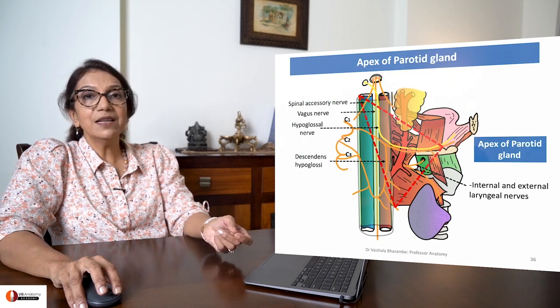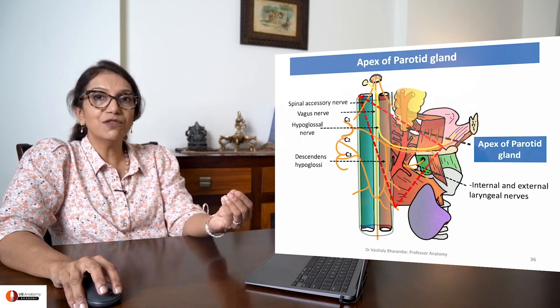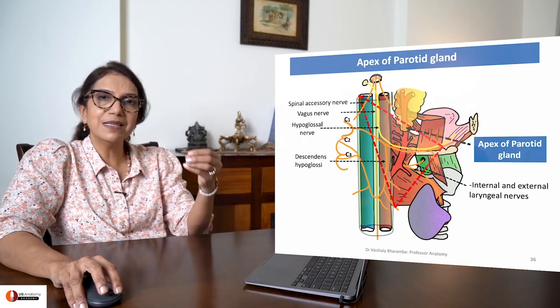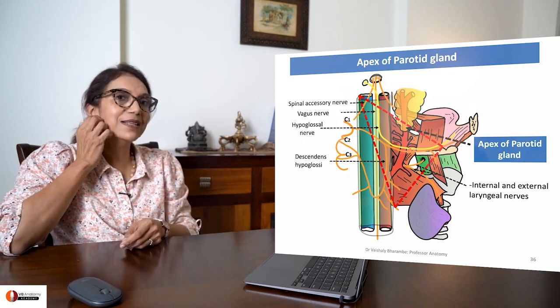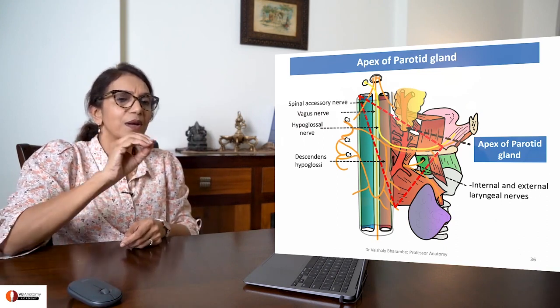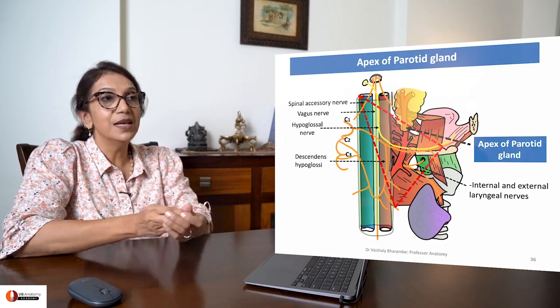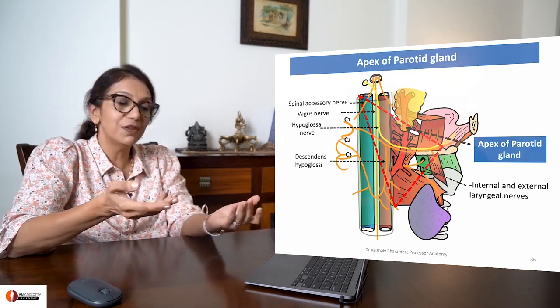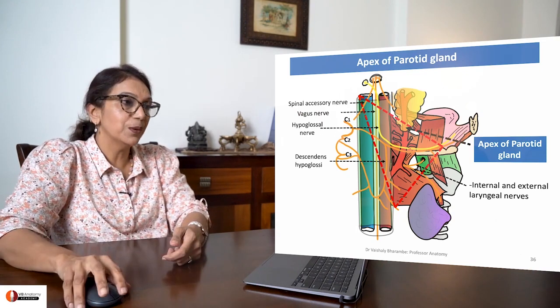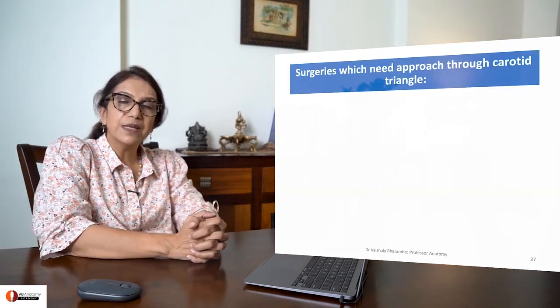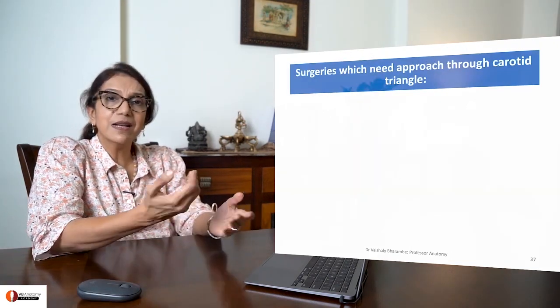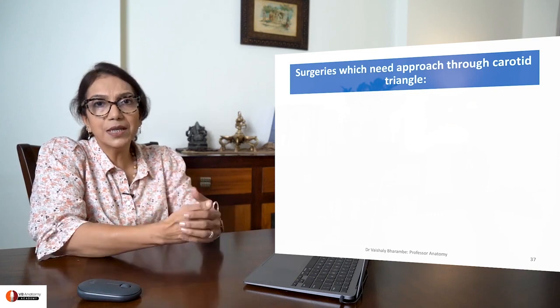Finally, the last thing in the content is the apex of parotid gland. Okay, this just makes its way. See, your parotid gland is somewhere here. It just comes down a little bit into your carotid triangle. Since we are enumerating contents, we must enumerate this as well. All right, students. Let's now understand why are we discussing carotid triangle so much in detail.